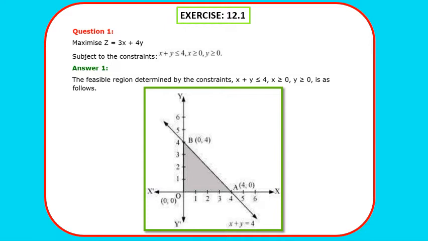x plus y less or equal to 4 is this line. We know that x greater or equal to 0 means the y-axis, and y greater or equal to 0 is the x-axis. So you can see the common region, the shaded part. This one is our common region called the feasible region. So plot the graphs as you learned in grade 11th.